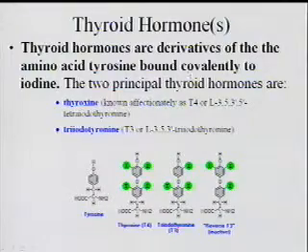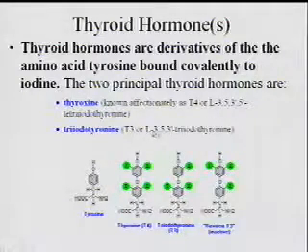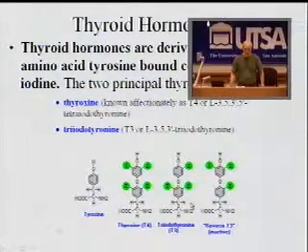It is bound covalently to iodine, so we know that iodine is a critical component in the diet. The two principal thyroid hormones are thyroxine, known affectionately as T4, or L-3,5,3',5'-tetraiodothyronine, and triiodothyronine, T3, or L-3,5,3'-triiodothyronine. We see the molecular structures here on the bottom.